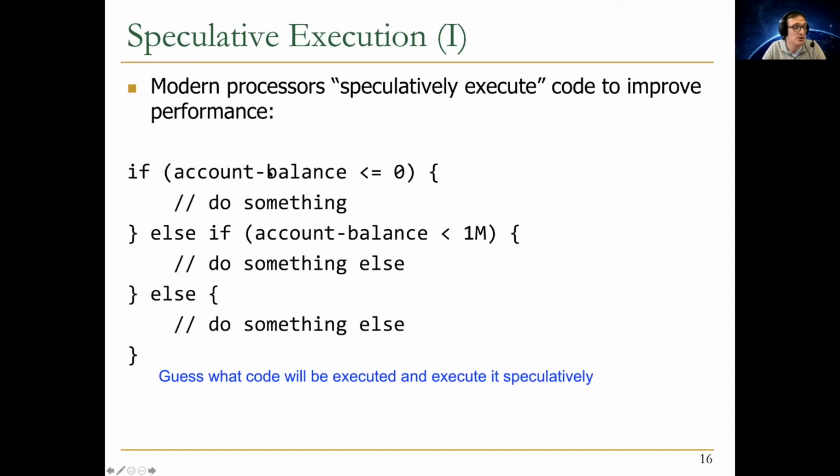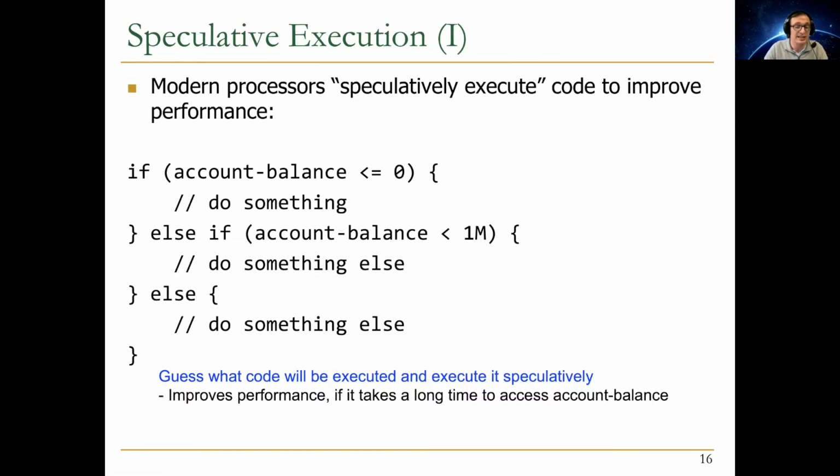So basically, the computers are guessers today. They're actually quite good guessers. Most of the time, they're correct. More than 95% of the time, they can guess the outcome of a branch well, because they've kind of seen the program in some way, seen this account in some way before, right? So, for example, the processor executes this do something over here, assuming, guessing, that the account balance is going to be less than 0. This improves performance clearly, especially if it takes a long time to access account balance.